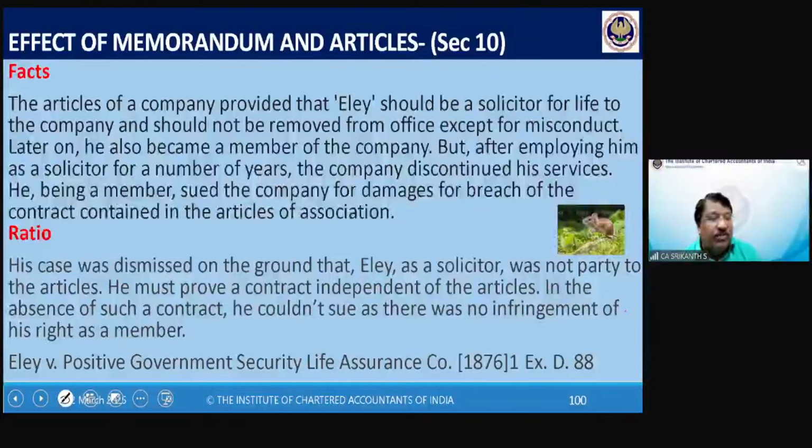There was no infringement of his right as a member. And he has no right as a solicitor because he is not a party to the contract as a solicitor. Therefore, Eli could not win. The case was dismissed.